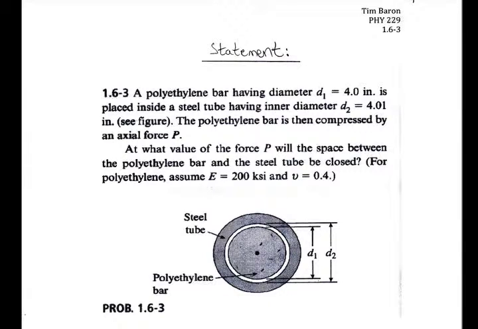This is the video homework assignment for Tim Barron for Physics 229, Strength and Elasticity of Materials, and this is problem 1.6-3. We're told in this problem that there's a polyethylene bar that is placed inside a steel tube and that the polyethylene bar is compressed by a force P. And what they want us to do is figure out the force P that will close the space between the polyethylene bar and the steel tube.